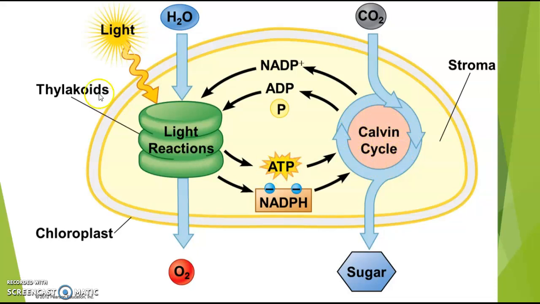So one last time. Light comes in, breaks up water to produce oxygen, which is released, and two high energy molecules that will be sent over to the Kelvin cycle. All of that occurs in the thylakoids.